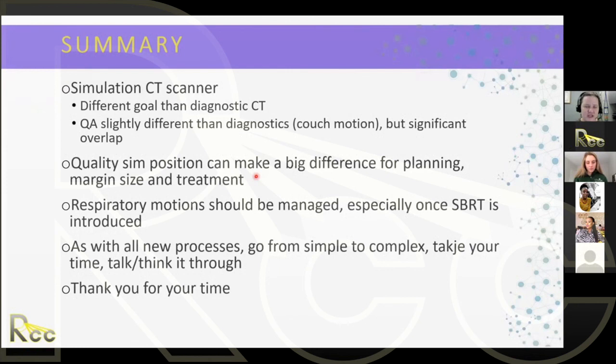Start IMRT in maybe pelvis. Cervix is a great case. Cervix doesn't move very much. It's fairly easy to plan. You can take your time, talk and think through, and then you go to more complicated targets. You go to the head and necks, which are more complicated to plan, and a little bit more difficult to simulate, and then you approach anything that involves motion management.